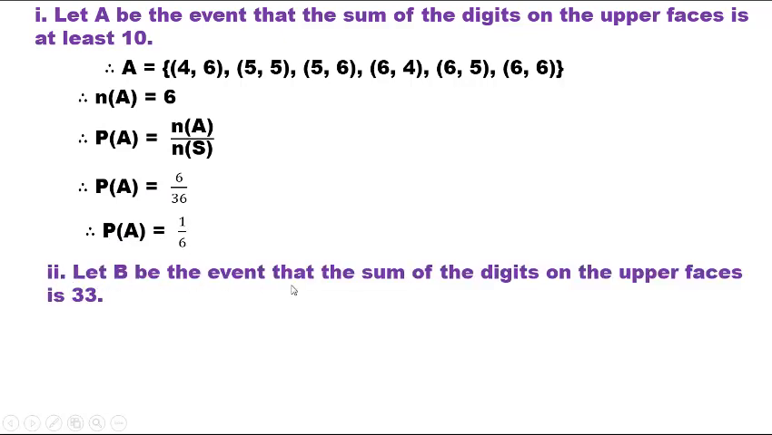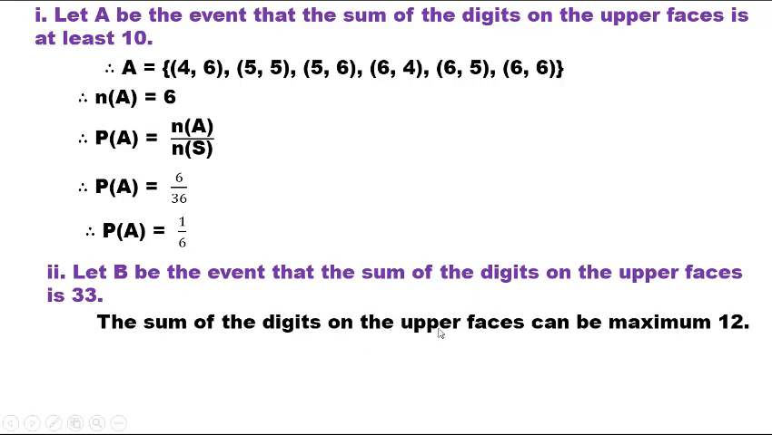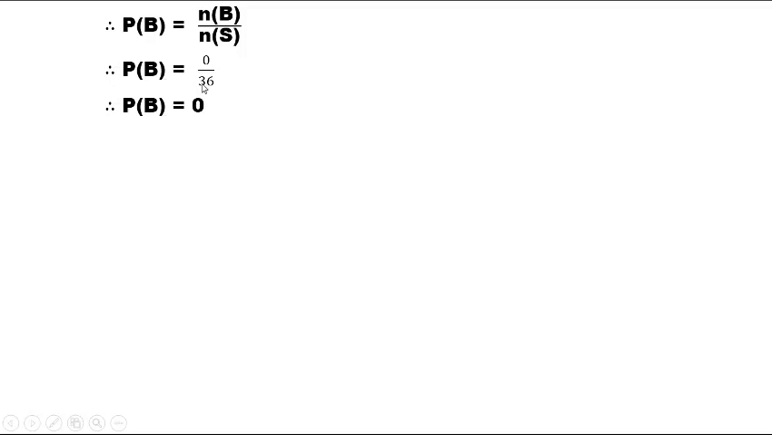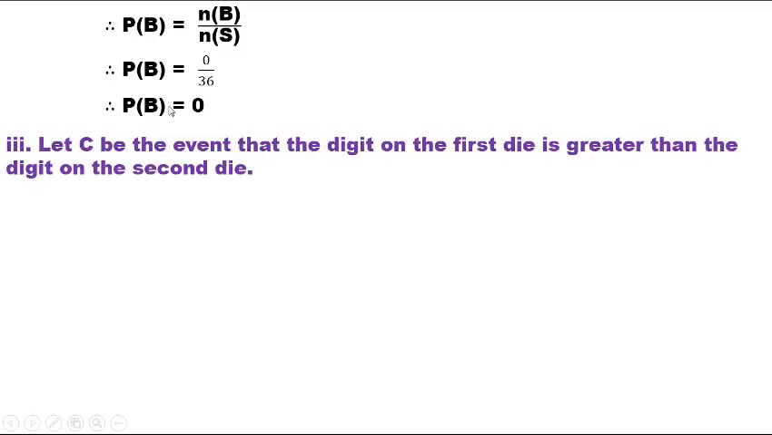Second, let B be the event that the sum of the digits on the upper faces is 33. The sum of the digits on the upper faces can be maximum 12. Therefore, event B is an impossible event. Therefore, B is an empty set. Therefore, the number of sample points of set B is equal to 0. Probability of B is equal to the number of sample points of set B divided by the number of sample points of set S. Therefore, probability of B is equal to 0 upon 36. Therefore, probability of B is equal to 0.